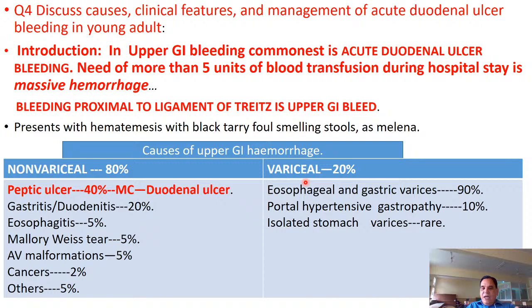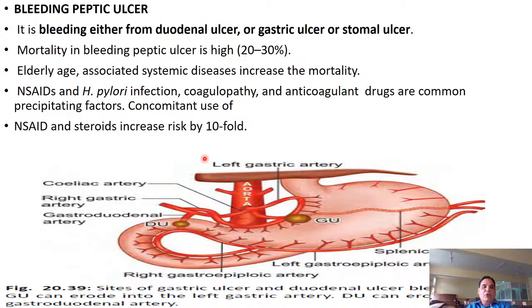Amongst variceal, the varices can be esophageal or gastric. They are commonest, 90% of them. Sometimes gastropathy. This pathy is because of portal hypertension. It causes 10% of the causes. So 80% non-variceal, 20% variceal hemorrhage. So understand, these are the causes of upper GI hemorrhage.